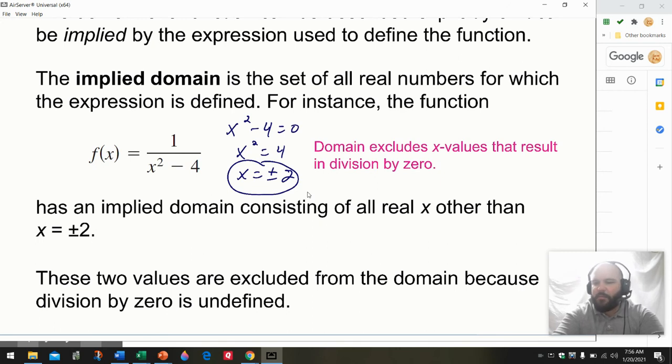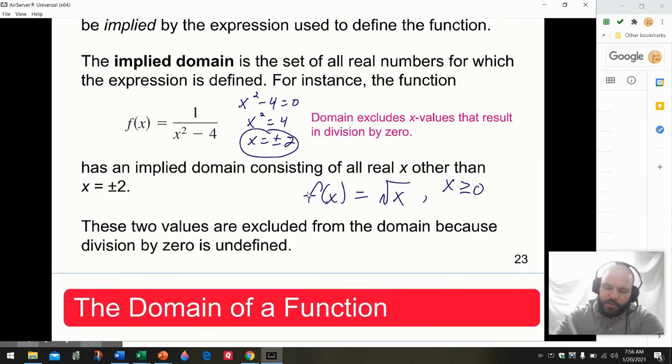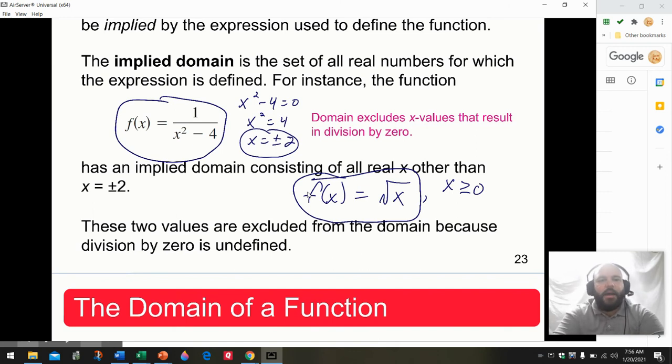The other type of function that you will get a domain restriction is a function like this, where you have a square root of a variable. Keep in mind that you are not allowed to square root negative numbers. So the domain restriction for this particular function is x cannot be less than 0. So x has to be greater than or equal to 0 because you're not allowed to square root negative numbers. So those are the two types of functions in this class, this entire year, that you will ever have a domain restriction in: ones that have a variable on the bottom of a fraction, and ones that have a square root.